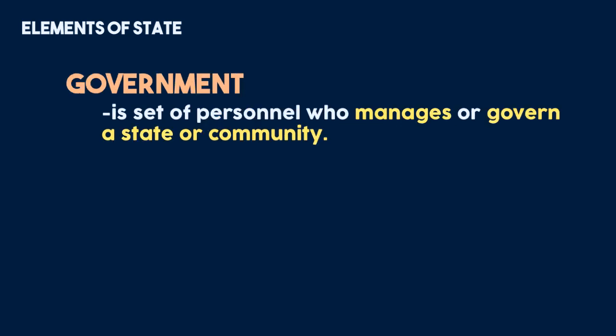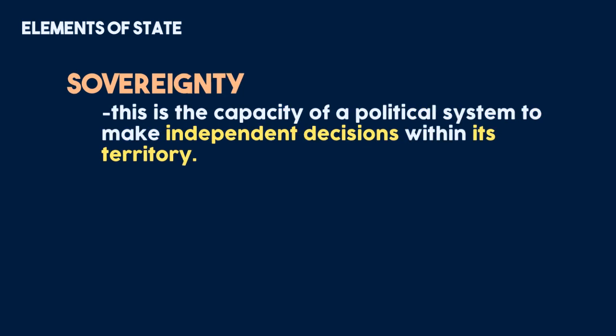Next is government. Government is the set of personnel who manage or govern a state or commune. So, yung government yung nagmamanipulate or nagmamanage para sa control sa isang state. And lastly, sovereignty. This is the capacity of political system to make independent decisions within its territory.